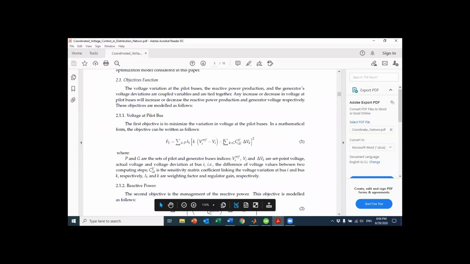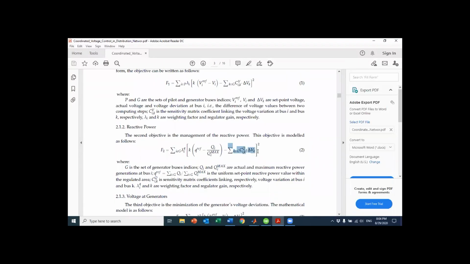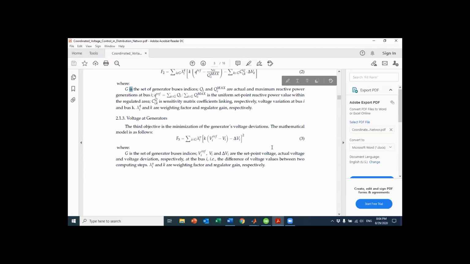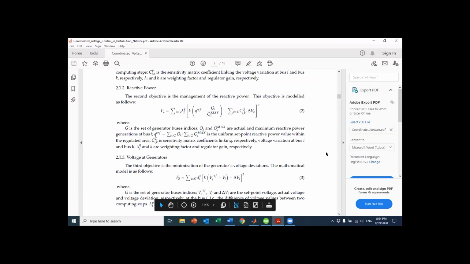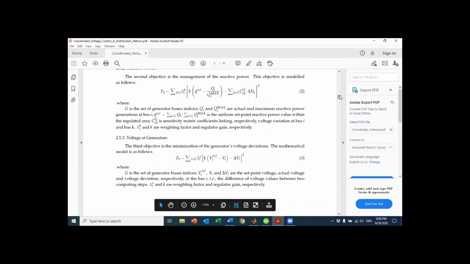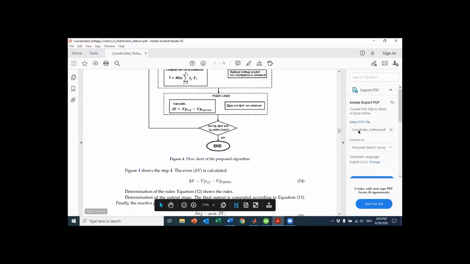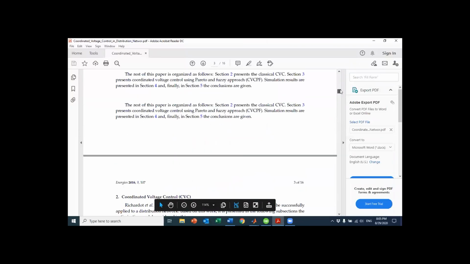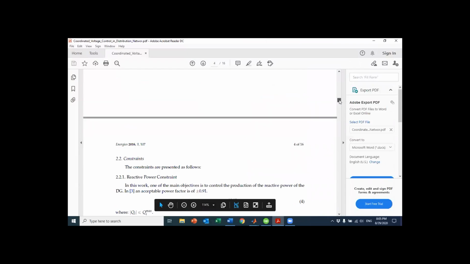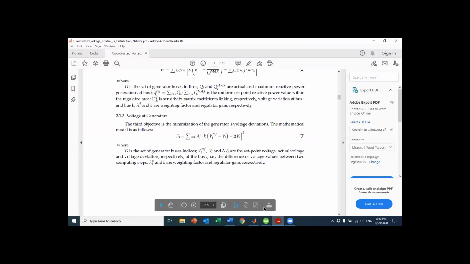It's the same with this part of the second objective function, while the third objective function also changes. This stays the same, and we don't need delta V_i, the difference of voltage values between two computing steps. We don't have computing steps because of the optimization algorithm we are using, and because we are not using the algorithm described here. So we don't need that part because we don't have steps between regulation.